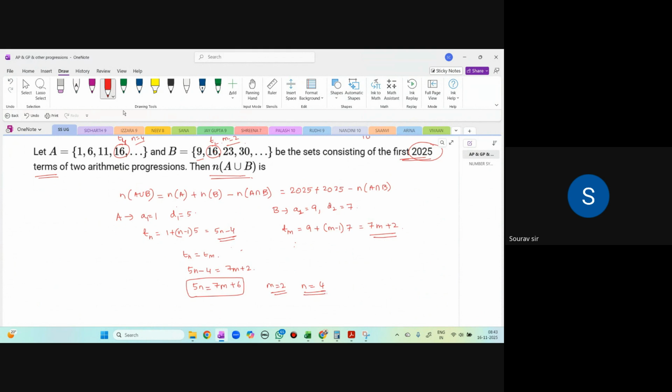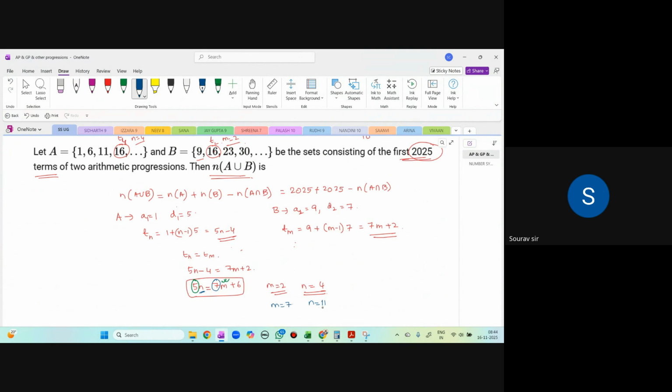Right? Now, in this kind of case, n will follow an AP whose common difference would be the coefficient of m, which is 7. And m will follow an AP whose common difference will be the coefficient of n, which is 5. So the next value of n will be 4 plus 7, so n should be 11. And the next value of m should be 2 plus 5, which is 7.